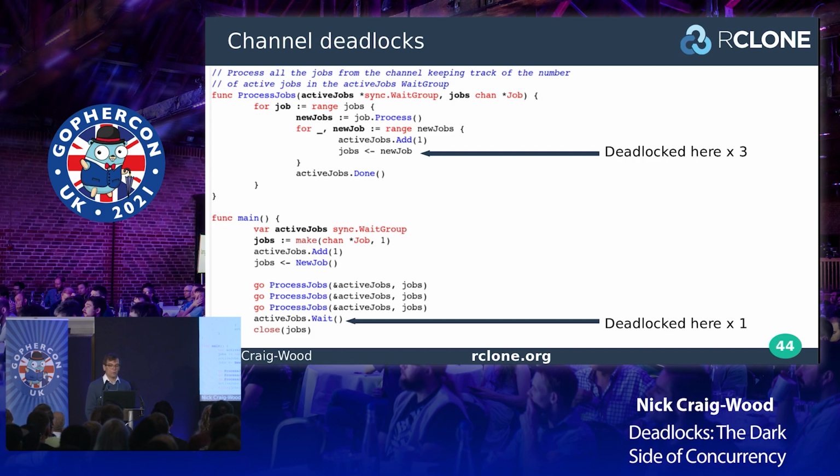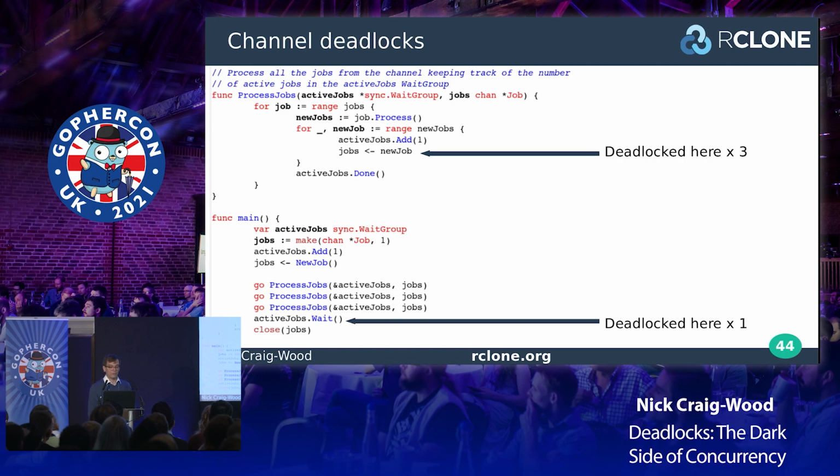This is the code with the deadlock positions marked on it. The 3 process jobs functions are all trying to write a new job into the jobs channel. However, none of them is reading from the channel, so none of those writes will ever succeed. A classic deadlock, this time with channels.